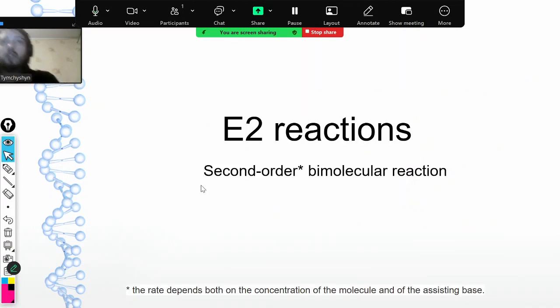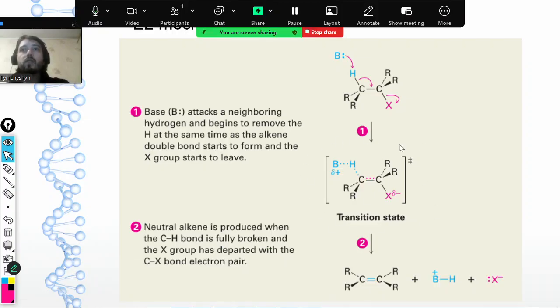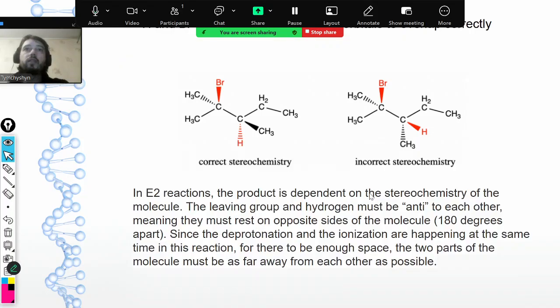Good. E2 reactions. So these are second order, bimolecular reactions. The E2 mechanism, just a reminder: the base attacks at the same time as the leaving group leaves. So here is the example. We have some transition state where this double bond is partially formed, while this bond is partially destroyed, and after that a neutral alkene is produced when we create a double bond and the leaving group leaves.